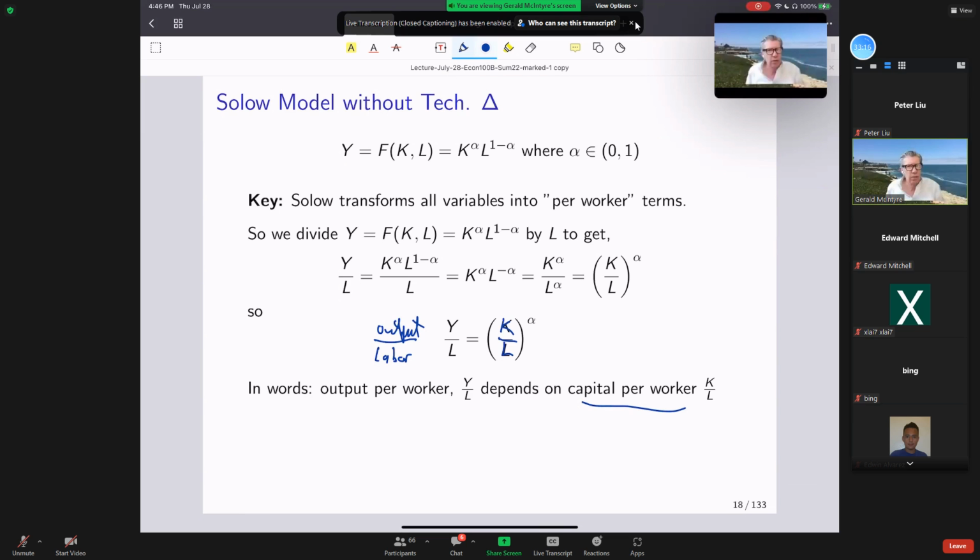That should make sense. Recall, there's no technology here. So there's nothing else to help the worker out. So if the worker has more capital on average, the average capital, they'll be able to make more output, to this alpha power.